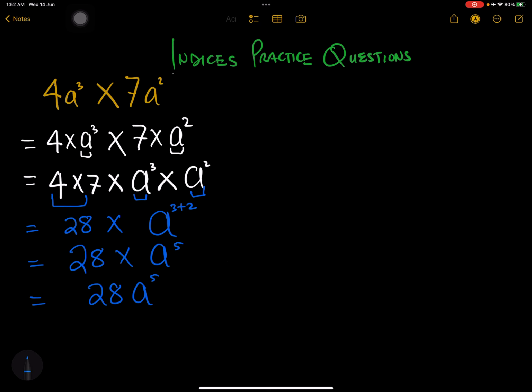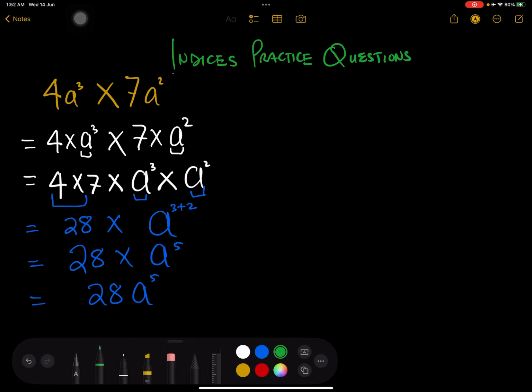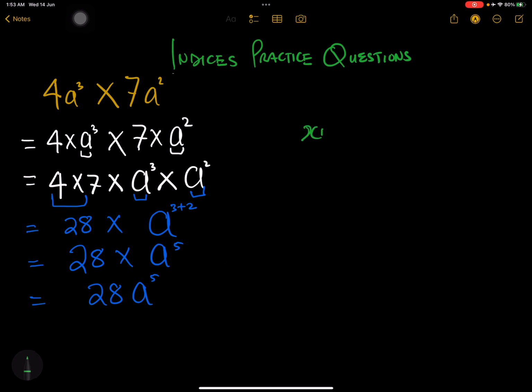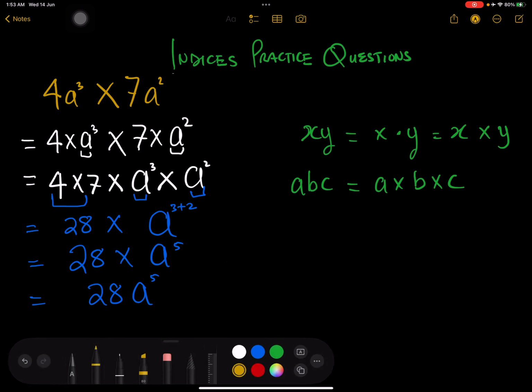Okay, so the key thing that you don't have to forget is that if you have xy, it means x times y. In mathematics, times can be a dot, or x times y. If you have, let's say, abc, in math, it is the same as a times b times c. So I'd like you to keep that in mind. All right, let's do this last problem, and then we can maybe end here.